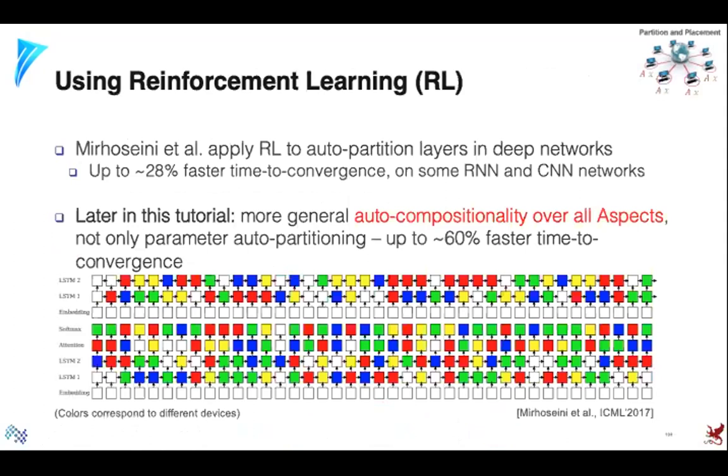Then a more sophisticated extension of this is to apply ML models such as reinforcement learning to automatically partition the model parameters and intermediate variables. Some experiments have shown that this can yield up to 28% better throughput or time to convergence on RNN and CNN networks. And this is a prelude to automatic compositionality across multiple systems aspects, not just how to partition the model, but how to select different topologies, messaging schemes, and update schemes. And that can actually produce up to 60% faster time to convergence, which we'll show a little bit later.